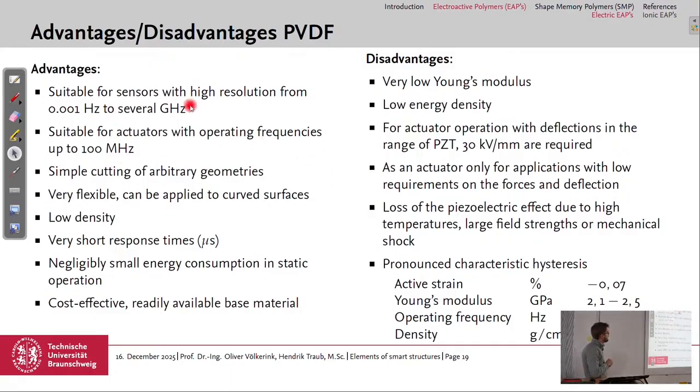It's suitable for sensors with high resolution in terms of frequency. You can also build actuators from it. It's easy to cut arbitrary geometries from these films, for example with a CNC cutter or laser cutter. It's very flexible. It has a low stiffness, so you can apply it also to curved surfaces. Low density, especially compared to our piezo ceramic, which has a density of about 7.7 compared to 1.7.